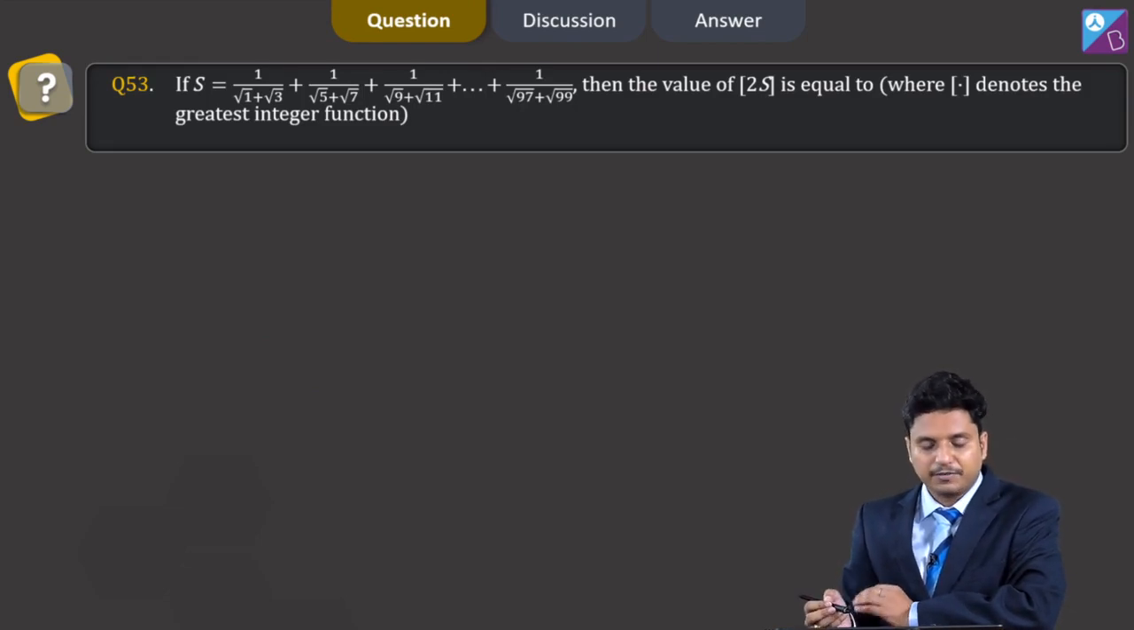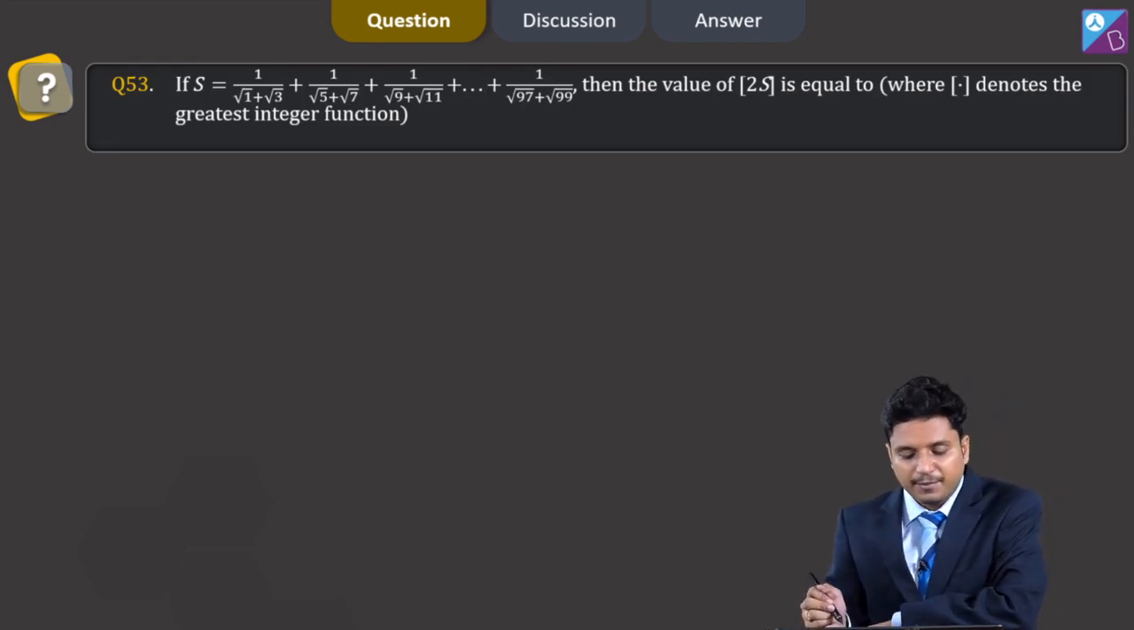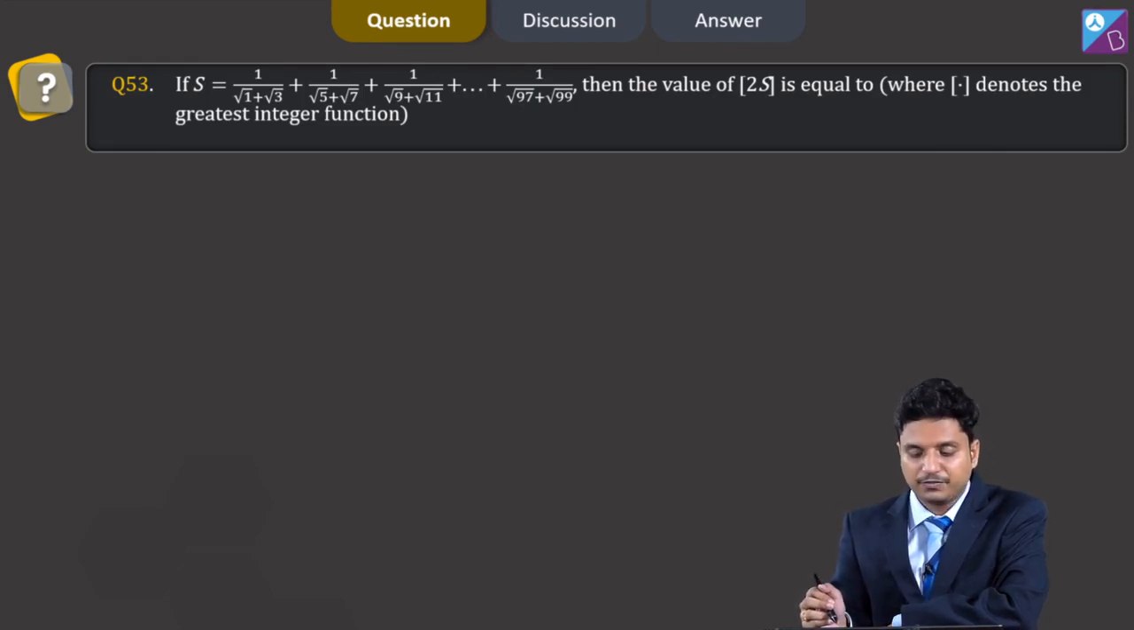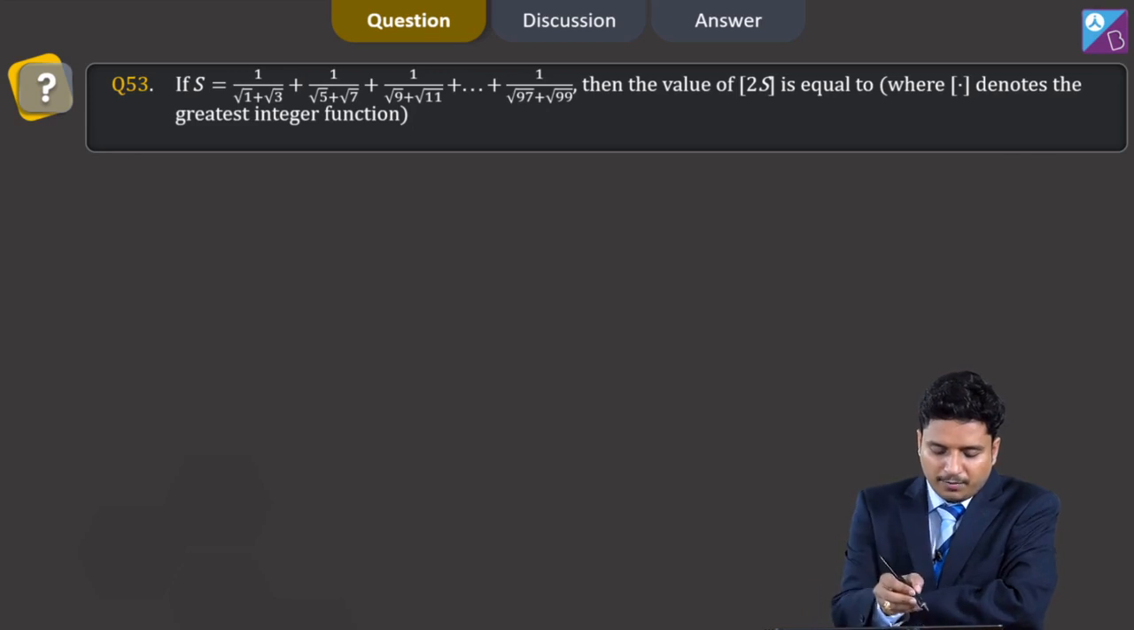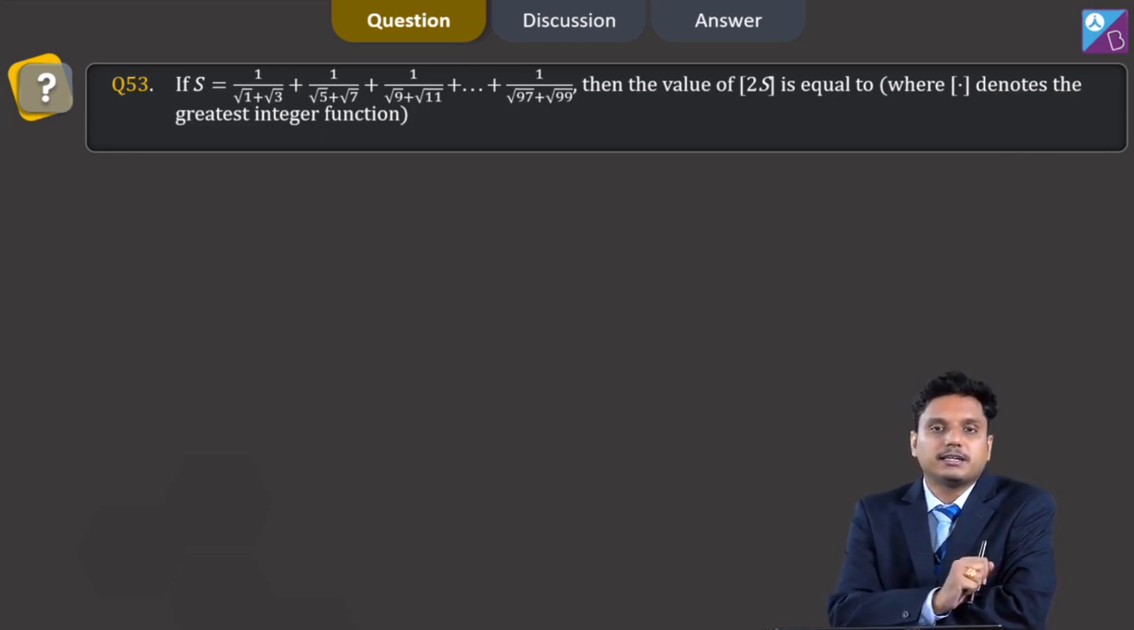This is not a simple question of some sequence and series, but some approximations will be required in order to obtain the correct answer. That is why we are not able to find the exact s, we are actually finding the integer part of 2s in this question. So 1 upon root 1 plus root 3 is there, 1 upon root 5 plus root 7 is there, root 9 plus root 11 is there.